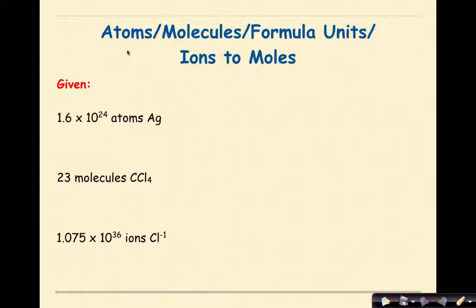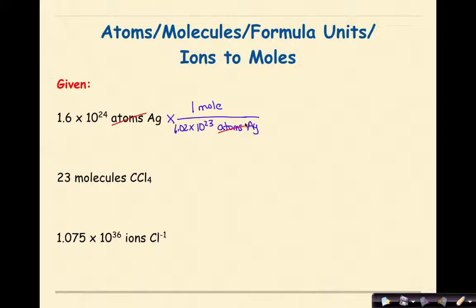Now let's go on and talk about atoms, molecules, formula units, which represents our ionic compounds, and ions into moles. So my first given is 1.6 times 10 to the 24th atoms of silver. So to save space, I'm just going to use that as my given, multiplication sign and a line. I am going to have atoms of silver on the bottom. I want all of these converted into 1 mole. And I know that 1 mole of anything, when I'm talking about atoms, is going to be our 6.02 times 10 to the 23rd. So again, I'm going to cancel.